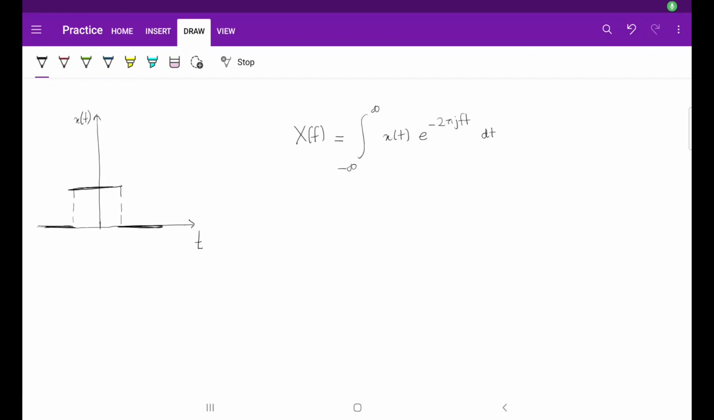Hi guys, in this video as a first example we are going to find the Fourier transform of a pulse function. So here you can see that there is a function which is going to have a value of 1 from minus tau to plus tau, and this is a time domain function. So we are going to shift this time domain function to the frequency domain using the Fourier transform.